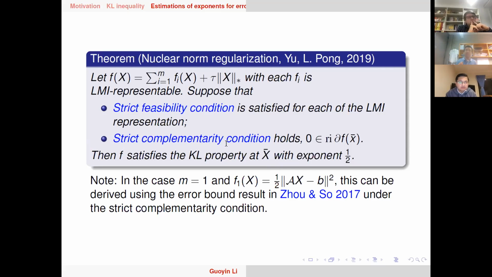Okay, and I must emphasize that in the very special case when m is 1, and this is the least squares function, you can also obtain this result by using a nice result from Anthony Su and Zirui Zhou in 2017, where they look at the proximal error bound over there. Okay, so that's what I mentioned.